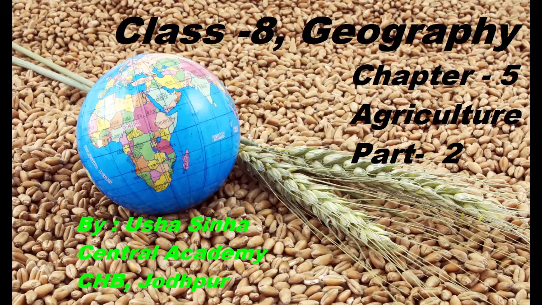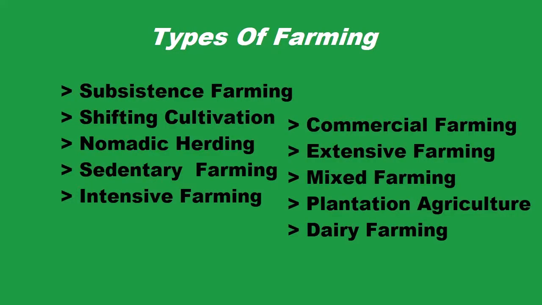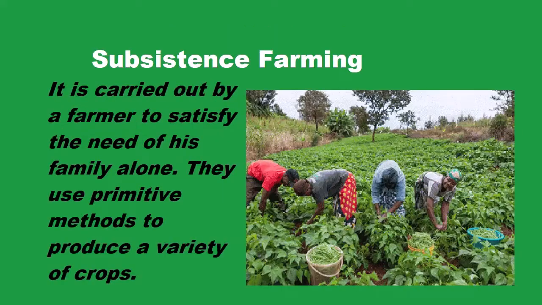Good morning, everyone. Earlier, in the first part of agriculture, we had read about what agriculture is and the factors influencing agriculture. Now, we will discuss types of farming. The types of farming practiced in a particular place are influenced, as you have seen, by various factors. On the basis of geographical conditions, demand of the products, labor and level of technology, farming can be classified into the following types.